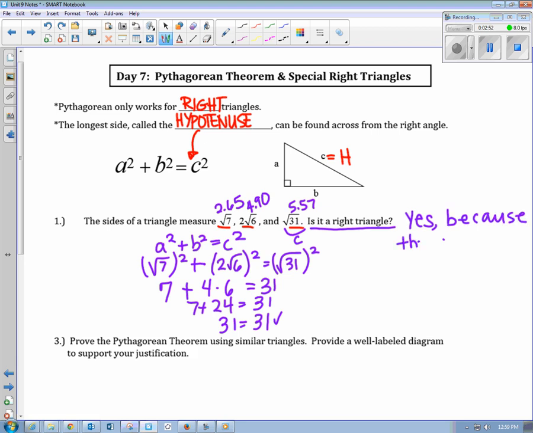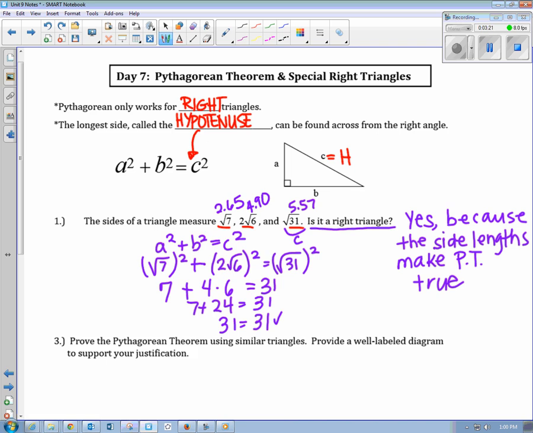because the side lengths make, and I'm going to put PT for Pythagorean theorem, true. If you had gone through and done this and you didn't get that the 2 sides were both equal to each other, in other words, you didn't get that the a squared plus b squared was equal to c squared, then you would say, no, these sides can't be the sides of a right triangle.